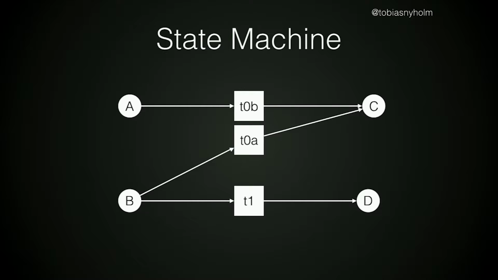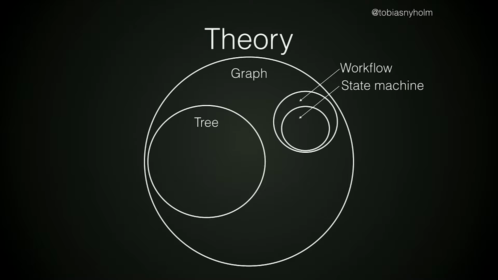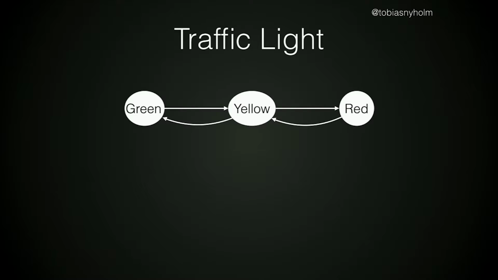Since I'm drawing this by hand, and I think it's easy to read, I'm using this notation instead. There is a transition, drawn as an edge. So we started out with a big graph, then we saw what trees were, then workflows, and now we have state machines. So a state machine is nothing but a graph. So let's dig deep here. Let's go into what a state machine really is.